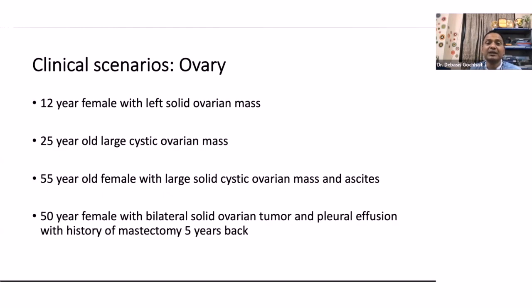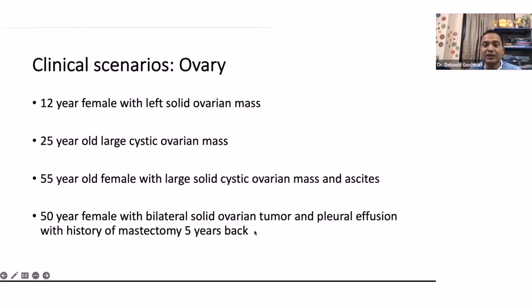Then comes a 50-year female with a bilateral solid ovarian tumor with a pleural effusion and history of mastectomy 5 years back. So if you backtrack, there is a history of mastectomy, so probably she had some carcinoma of breast, 5 years back. Now there is pleural effusion. So can you tell me the cause of pleural effusion? Whether this will be a malignant or benign effusion? It is more likely to be a malignant effusion. So the breast carcinoma has now involved the pleura, and from there maybe it has disseminated into the ovaries. That is why here we are having bilateral solid ovarian tumor.